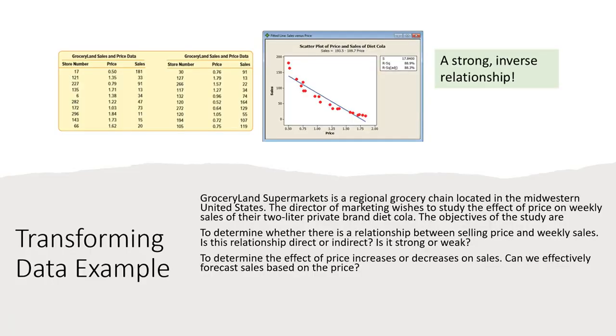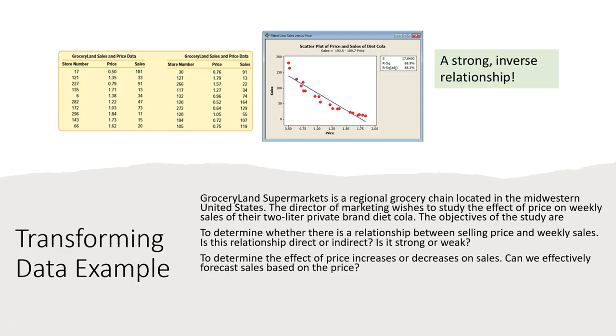So here we have an example of transforming our data. We have Groceryland supermarkets trying to determine whether there's a relationship between the selling price and weekly sales. Is the relationship direct or indirect? Is it strong or weak? Can we effectively forecast our sales based on our price?